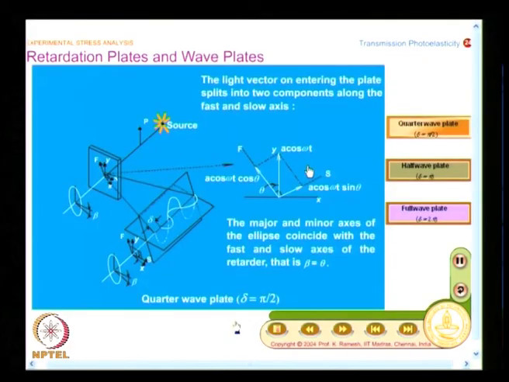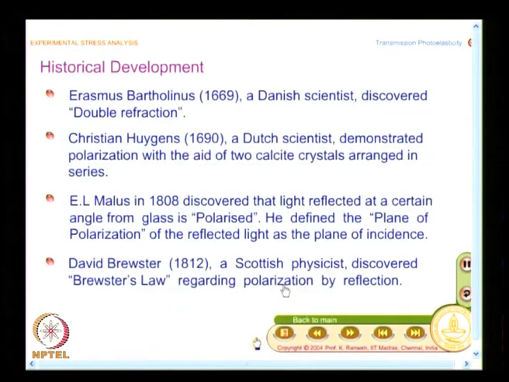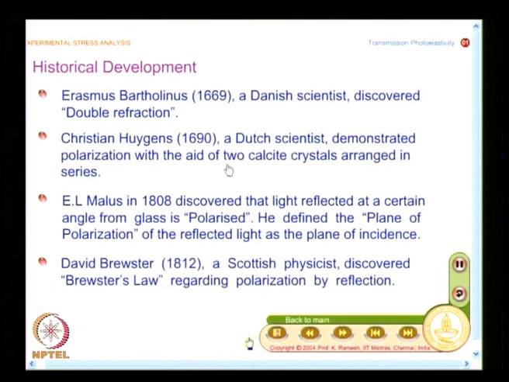And what is fundamental here? Fundamental to our photoelasticity is that I should get a plane polarized beam of light, and it is worthwhile to go back to the literature and find out how we can look at it. There is a large body of literature available, and there is a very nice development starting from 1669.